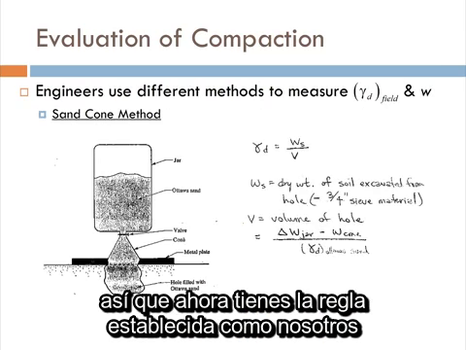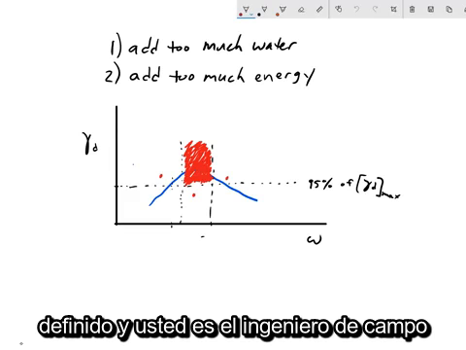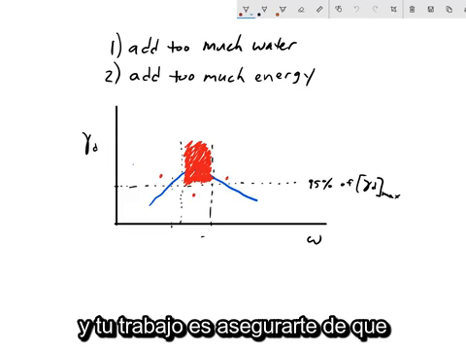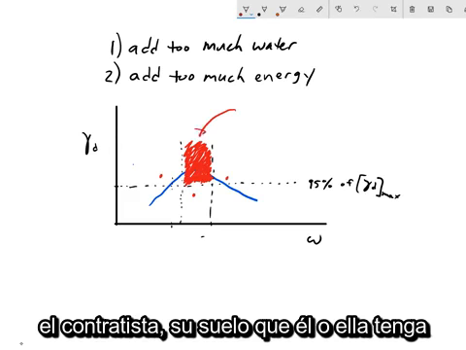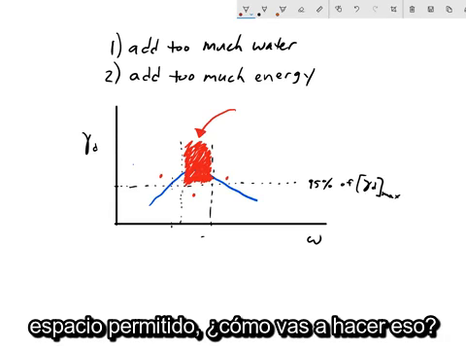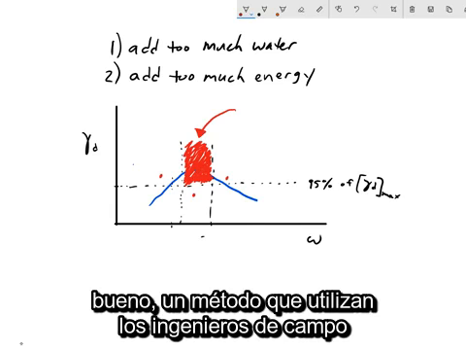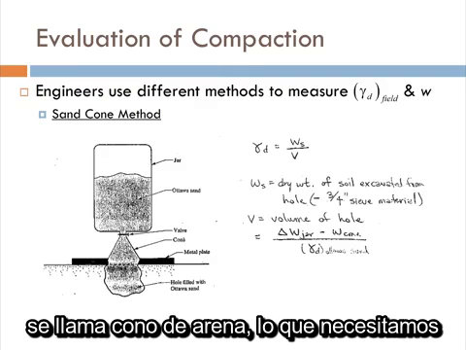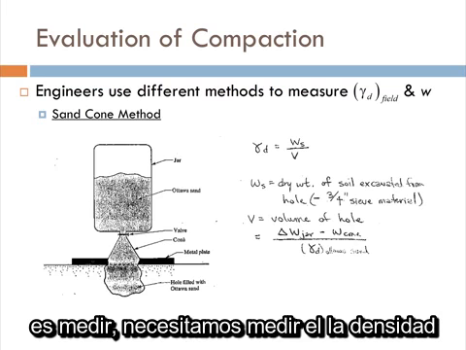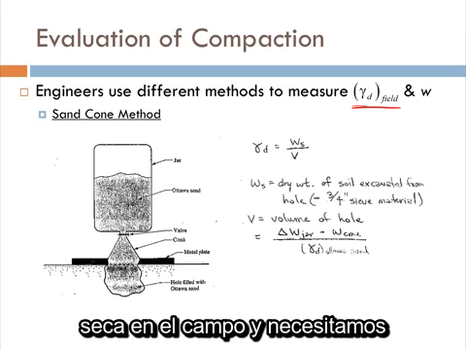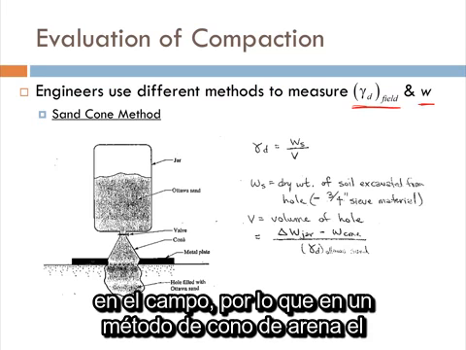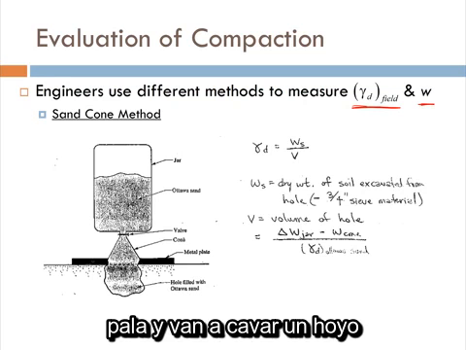Okay, so now you've got the rules set like we defined, and you're the field engineer, and your job is to make sure that the contractor's soil that he or she is placing will always fall within that allowable space. How are you going to do that? Well, one method that field engineers use is called a sand cone. We need to measure the dry density in the field, and we need to measure the moisture content in the field. In the sand cone method, the engineer is going to go out with a shovel and dig a hole in the ground.